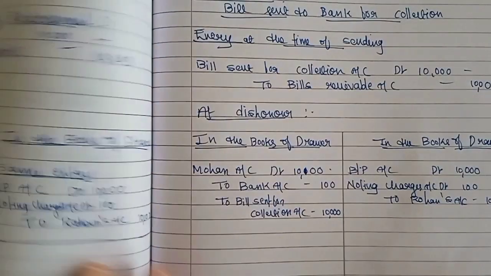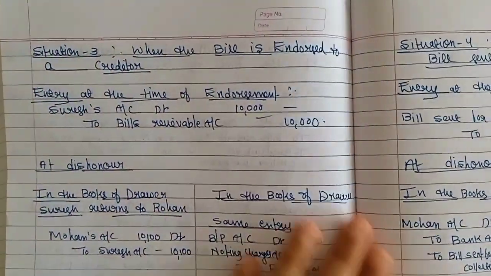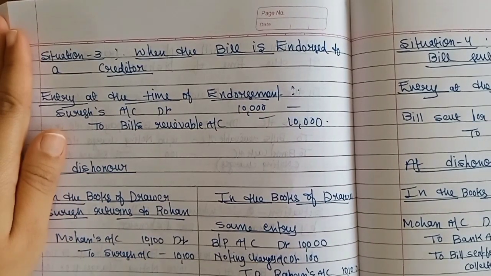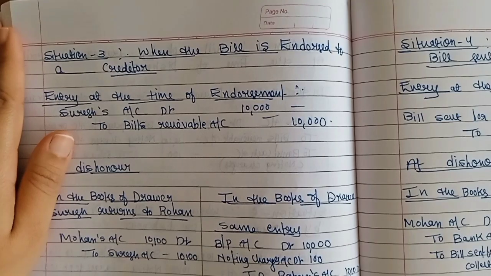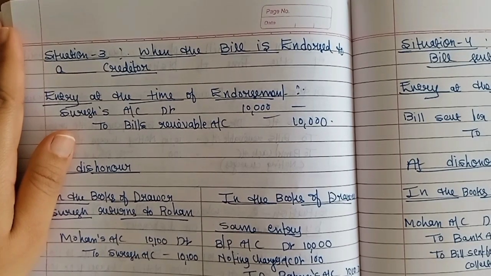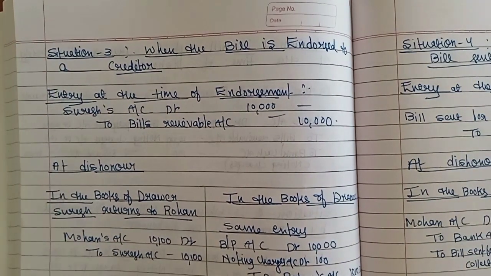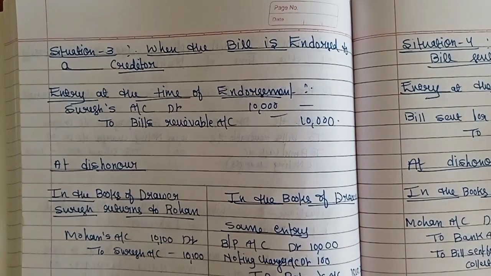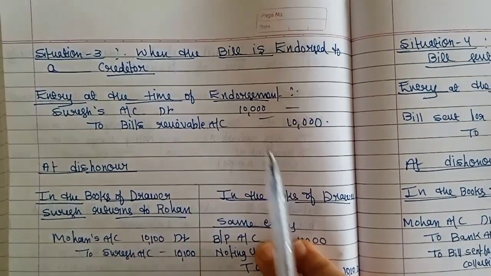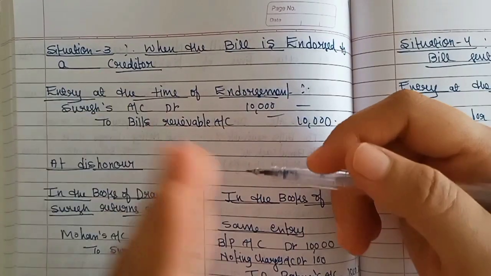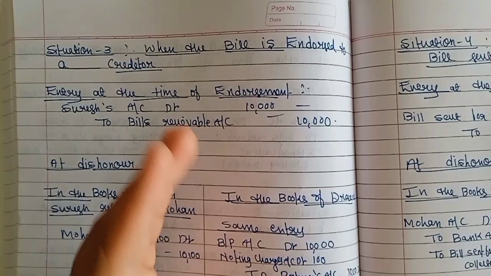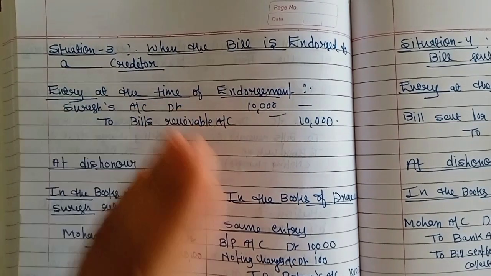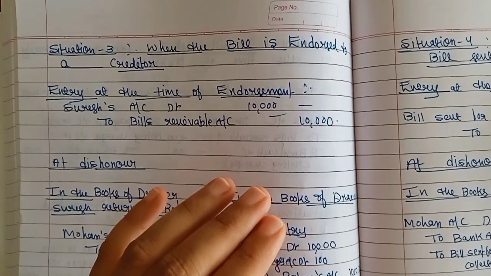Now let's see the third situation. Situation third is the bill is endorsed to a creditor. In the last class we saw the meaning of endorsement. Endorsement means that the drawer transfers the bill to some other person to settle a debt.